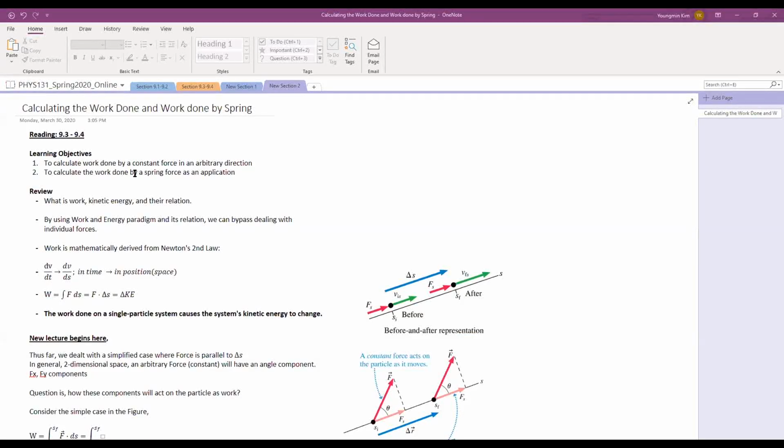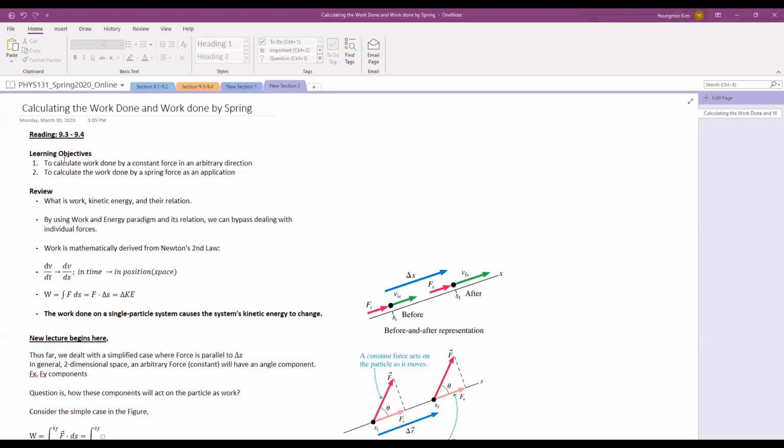Good afternoon, everyone. Today we will continue with our lecture series, video number 2. We were going to cover section 9.3 and 9.4 for this video lecture, calculating the work done and the work done by a spring. As you can take a look at here on my shared monitor, our learning objectives are twofold.